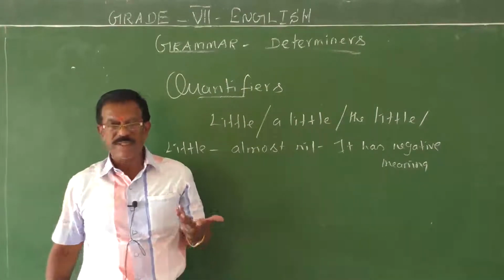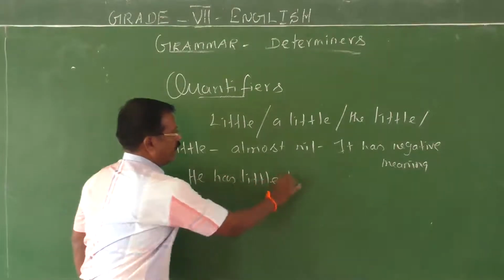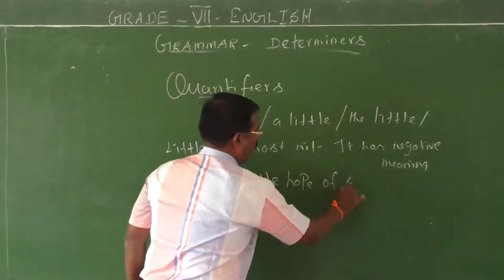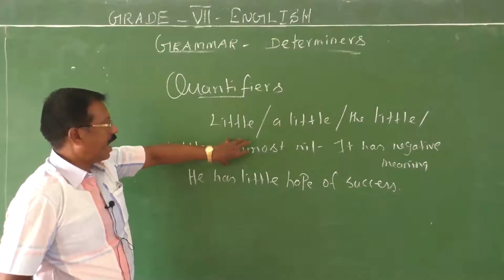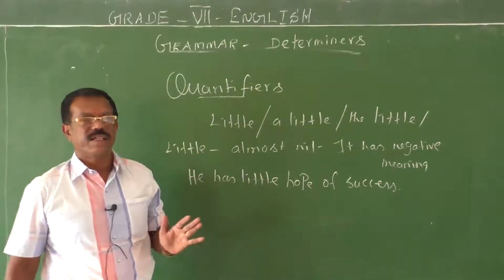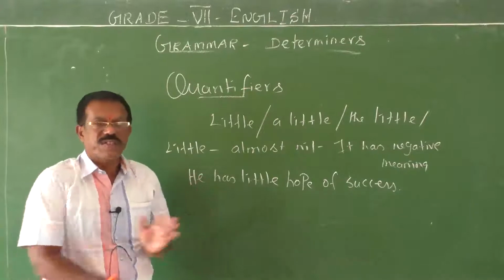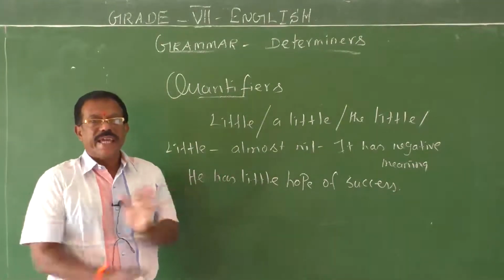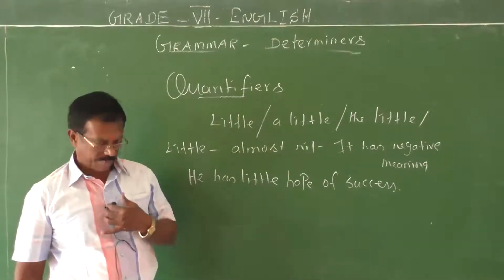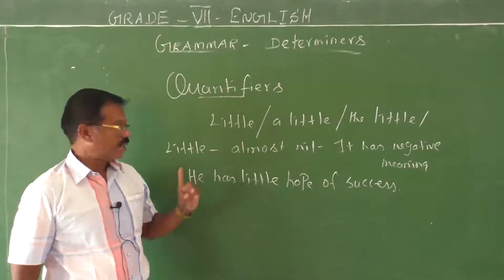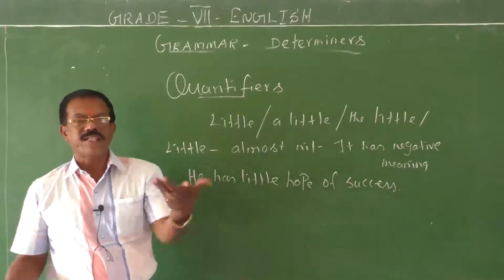He has little hope of success. What does it mean? Little means almost nil. It gives a negative meaning. Therefore, the sentence 'he has little hope of success' means he has no hope at all. So when you use little, you should be very careful and concentrate on its use and usage. There is little water in the glass. It means there is no water at all.